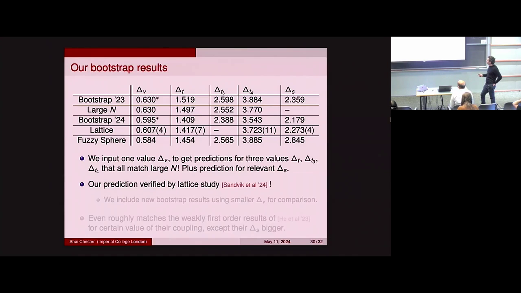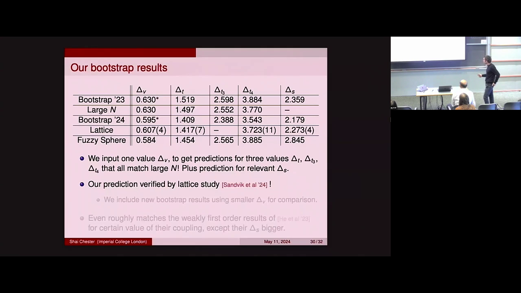I added an additional line to this table, which I call Bootstrap 2024, simply because, as I've emphasized, the way we do our bootstrap study is we fix the value of delta v, and then we read off these other values. And delta v, we might be slightly off. So, to do a slightly better comparison and show you how these values are changing, we did the exact same bootstrap study, putting in a slightly smaller value of delta v. As you see, our values go down. So it seems like our values change monotonically with the value of delta v.